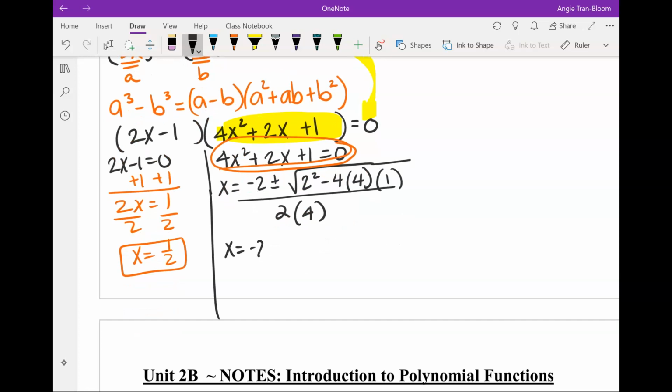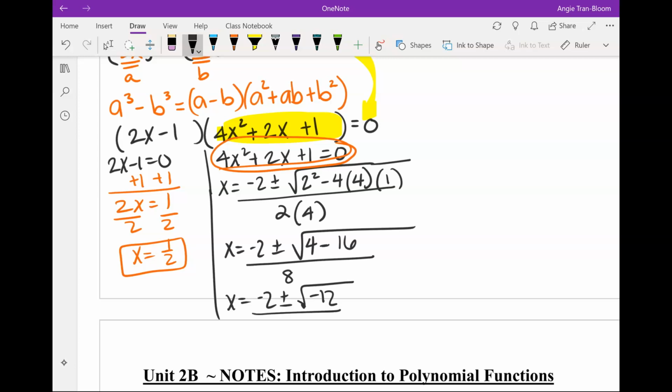x equals -2 plus or minus 2 squared, Kenneth, would be what? 4. Good. Minus 4 times 4 times 1, Owen, will give us what? -16. Beautiful. All over, Ellie, 2 times 4 would give us? 8. Perfect. x equals -2 plus or minus. Liam, 4 take away 16, hun? Positive and negative? Perfect. All over 8.